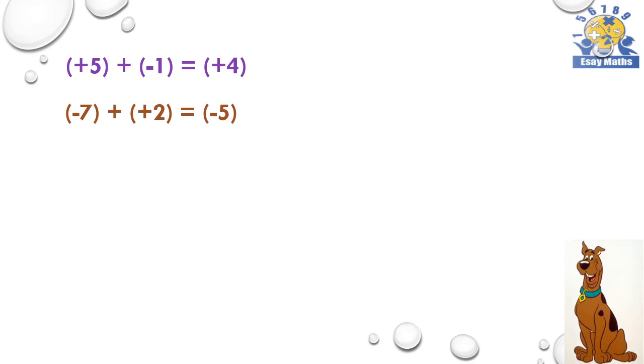You know the directed numbers have different signs. So I should consider the numerical values. 7 is the greatest numerical value here. So 7 minus 2, it's 5. And the sign of the greatest numerical value is negative. So the answer is also negative 5.